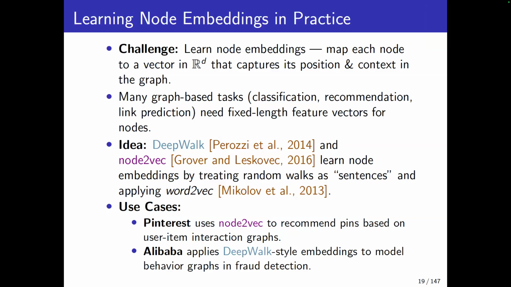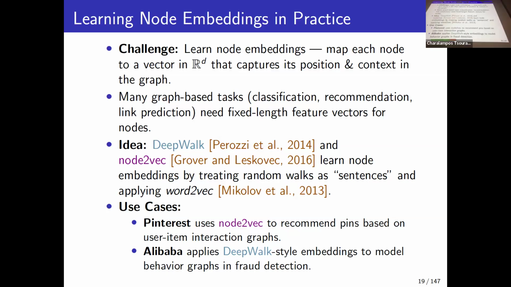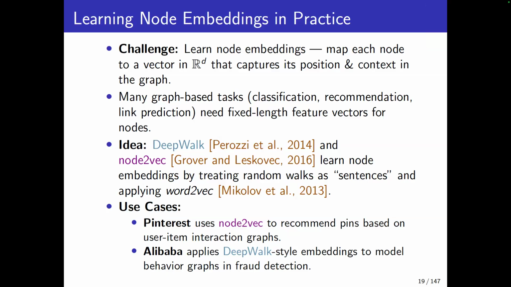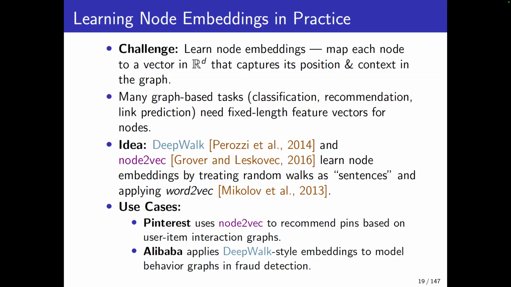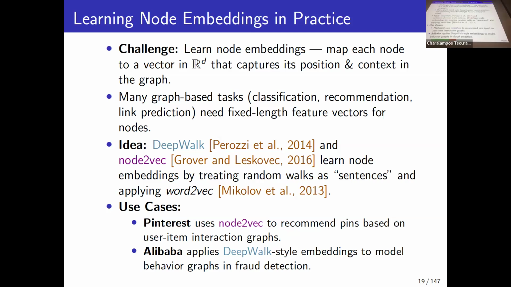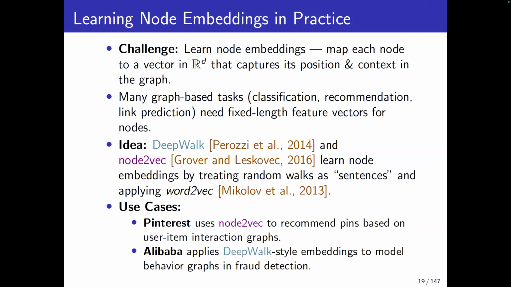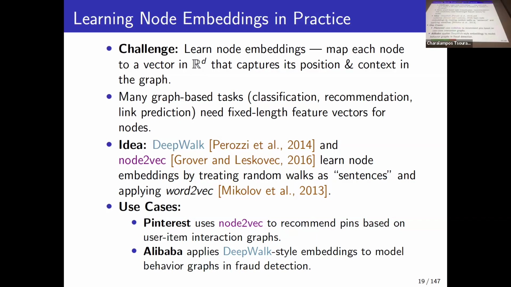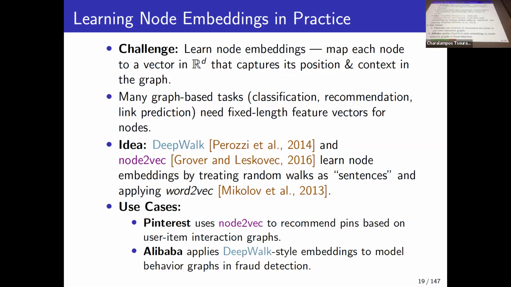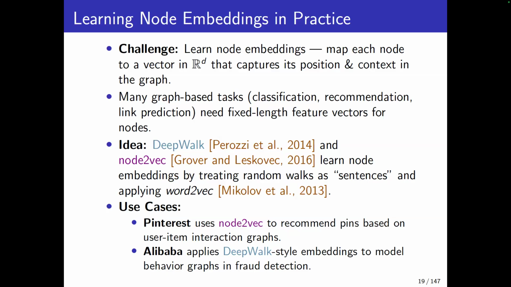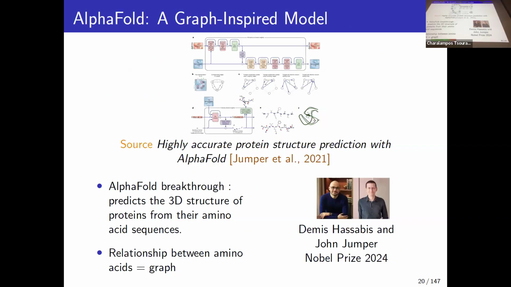So Pinterest, where Jure Leskovec was actually an advisor participating in the company, they were using Node2Vec to recommend pins based on user-item interaction graphs. So you have users, you have items, and then you want to make recommendations. This is very similar to what I was mentioning earlier about my experience with Facebook and doing recommendations on Instagram to users of products, where the products in Instagram are in reality some other users, some certain accounts. And Alibaba applied DeepWalk style embeddings to model behavior graphs in fraud detection. So lots of motivation here.